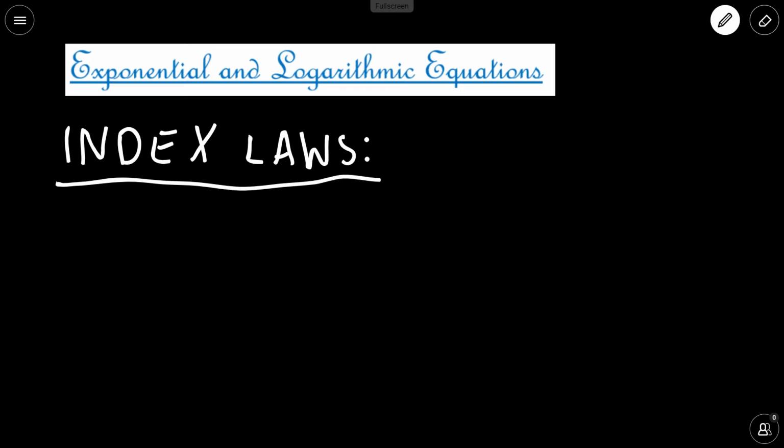All right, let's have a look at index laws. If a number is represented in index form, it doesn't look like the normal way that we know our numbers. If we know our numbers, that's 9. But we can also represent 9 in index form. That would look like 3 to the power of 2. Let's quickly talk about a few definitions here.